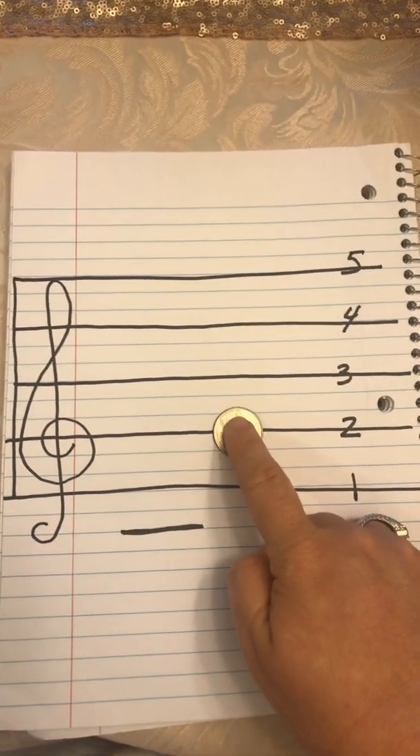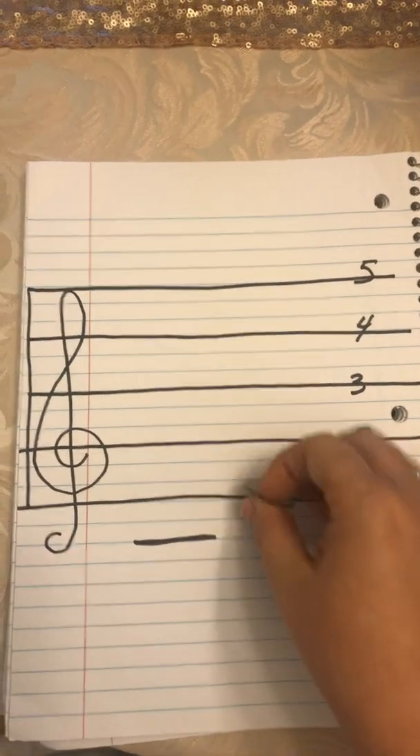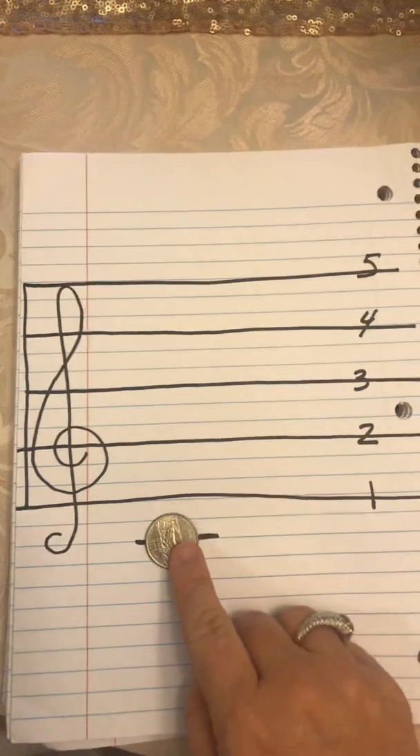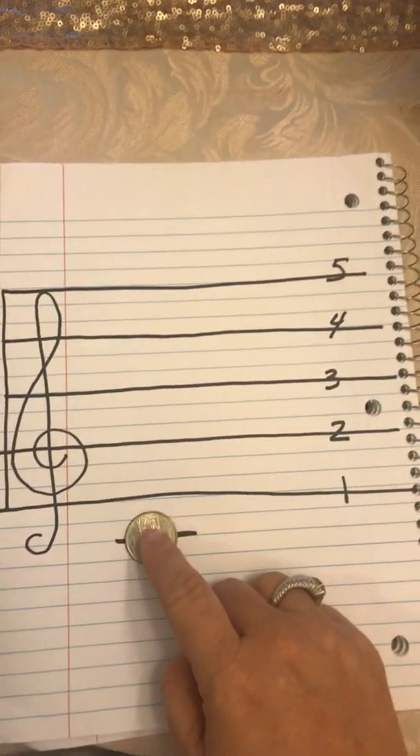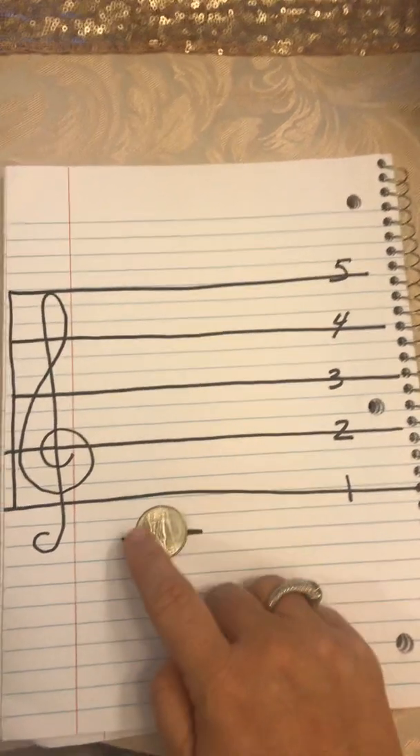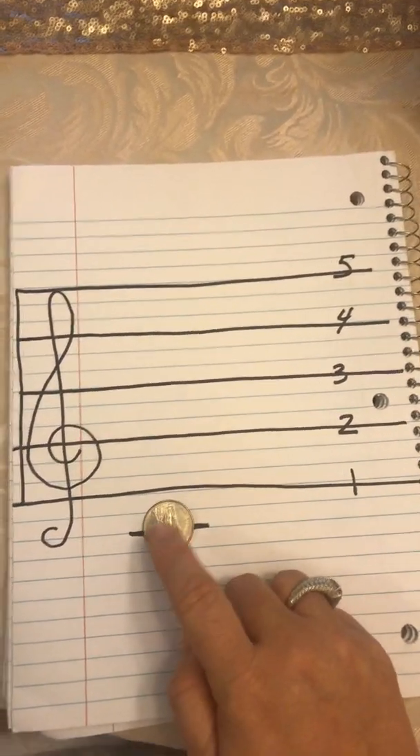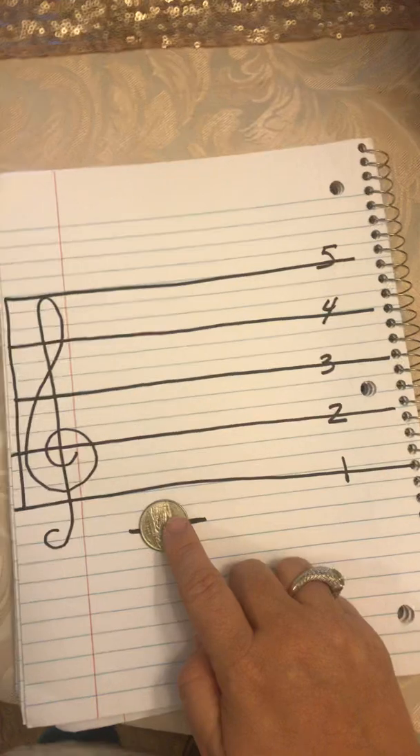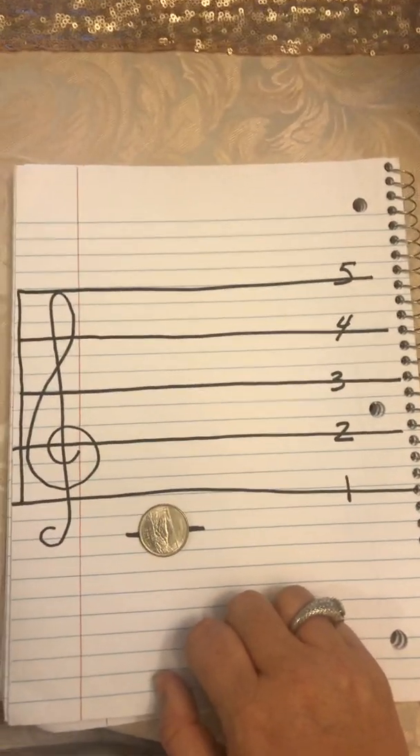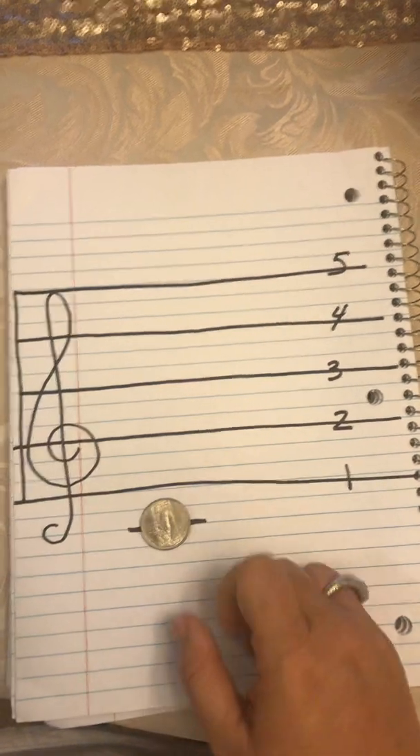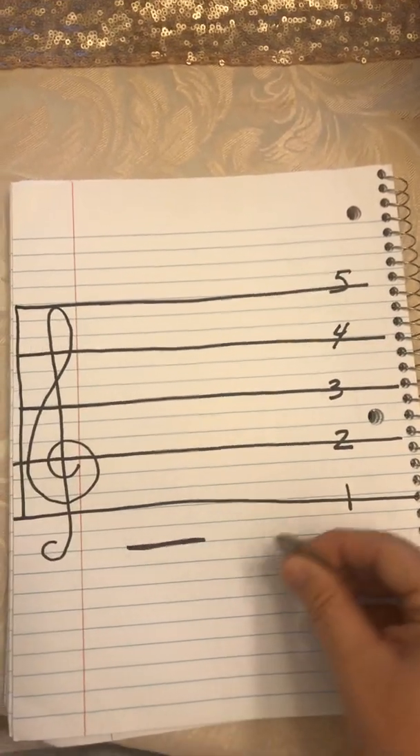So that's a G. All right, now if it's down here on its own special little line, below the five lines, on its own little tiny line, what we call a ledger line, that's what that line is called, a ledger line. If it's on its own ledger line, right under the treble clef, that is middle C. Middle C. Okay, now we're going to go to the space notes.